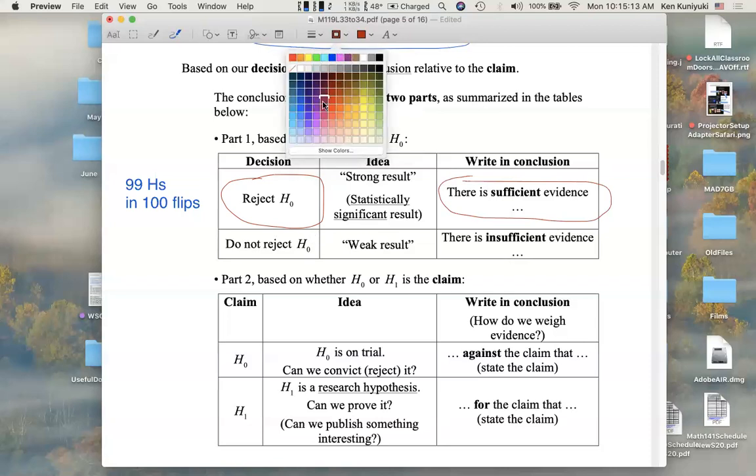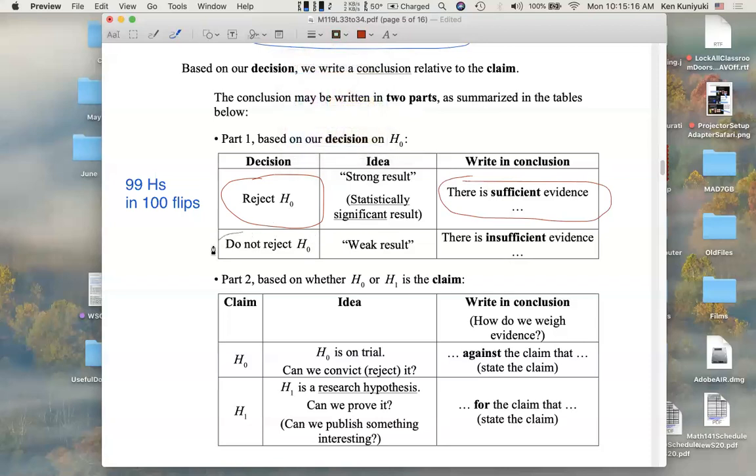Whereas, if you do not reject the null, that's a weak result. That's flaky. That's like not guilty. Well, I don't know. You can be innocent or guilty, but we just don't have enough evidence yet. There is insufficient evidence to say something. Statistically insignificant. That would be like if the null says the coin is fair and you get 51 heads in 100 flips. That's a weak result. There's some evidence against the idea of a fair coin, but not very much, right? A fair coin could easily come up 51 heads in 100 flips.